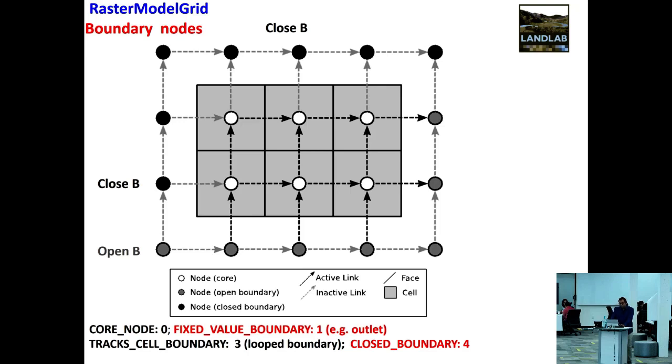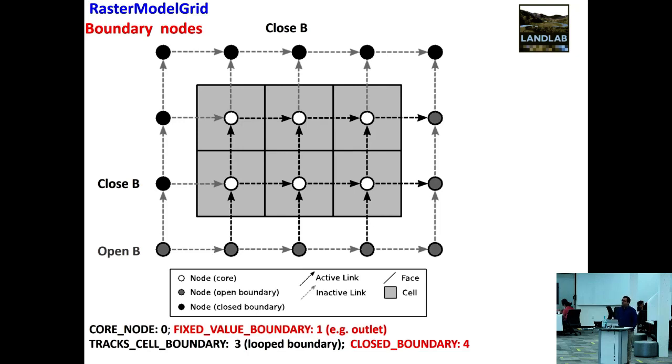That's why you see a 0. Be careful with that. So for example, an open boundary node would have 4 as the status of node, and a core node, which is the white circles, will have a status of 0. By core node, what we mean is that those are the happening nodes. That's where most of the action happens. That's where your components run.